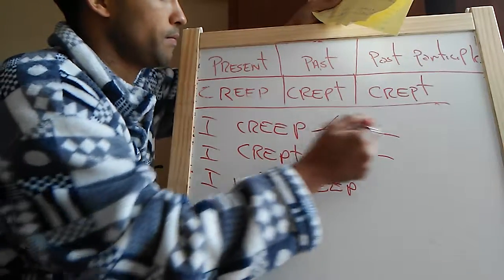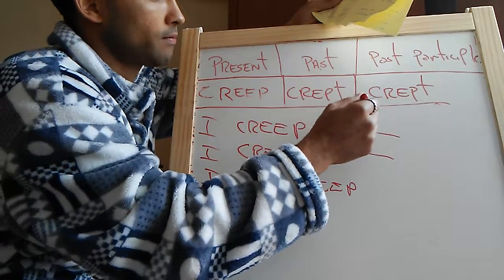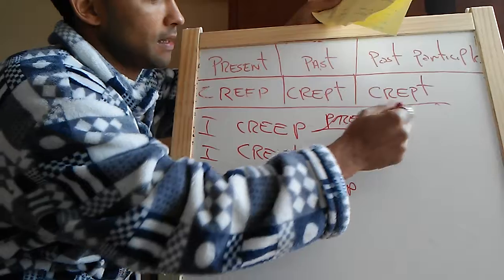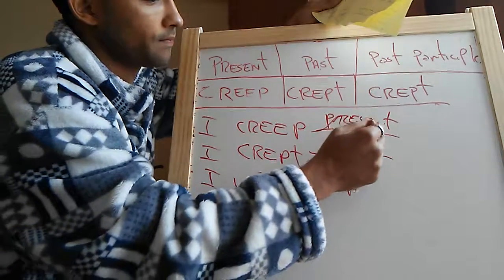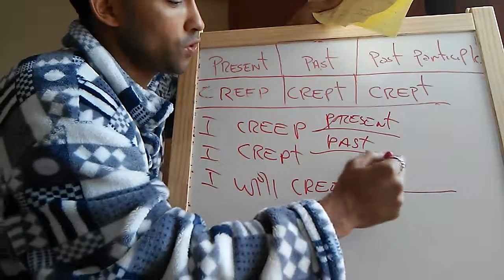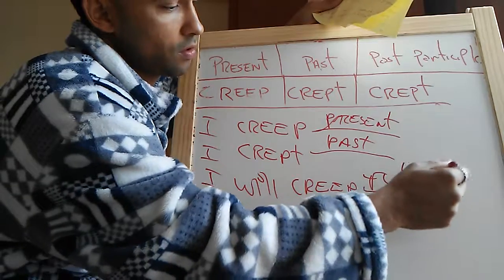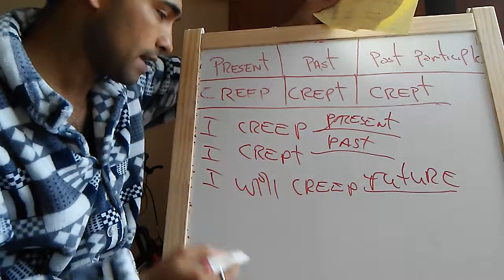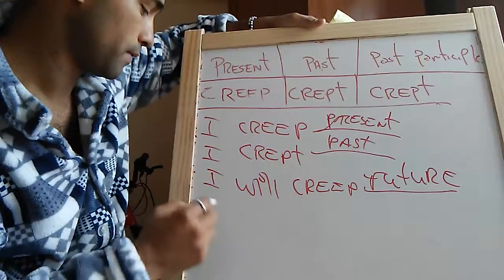Ya sabéis, viene siendo presente, present, past, viene siendo future, futuro. Ahora vamos con el past participle.